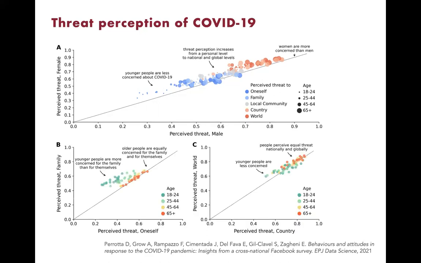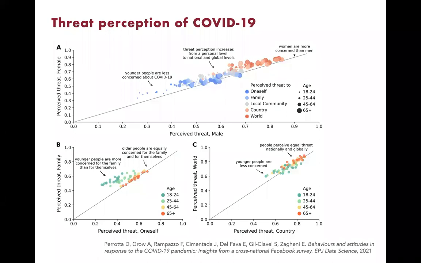Which we can observe here, that while the younger people perceived moderately low threat to themselves, this was significantly higher to their family. And instead, the older adults perceived moderately high threat both to themselves and to their family. And this difference basically disappears when we look instead, for example, at the threat perception at national and global levels. So what does this actually mean?